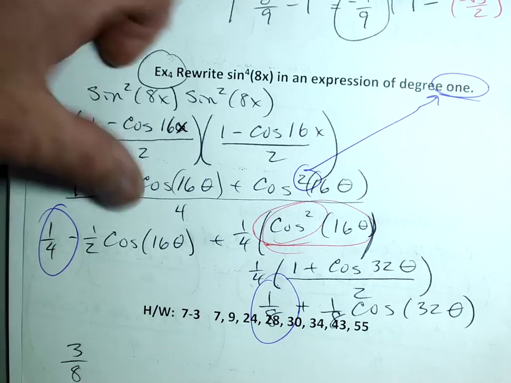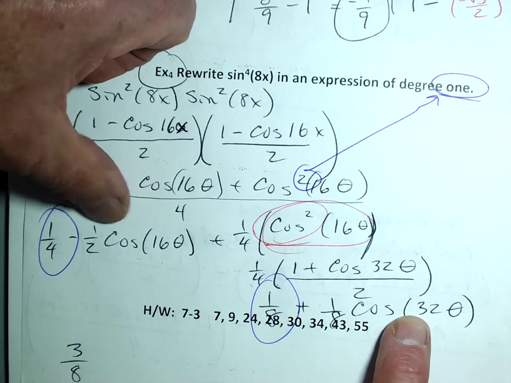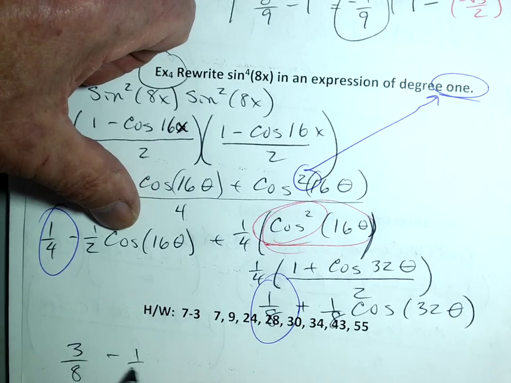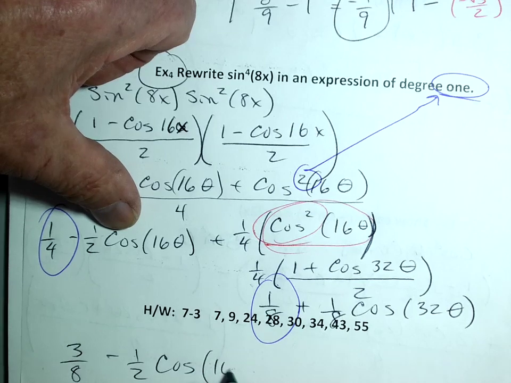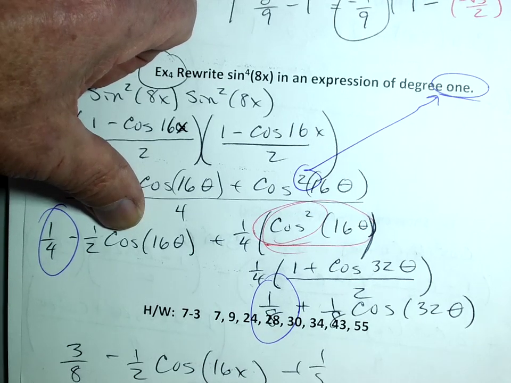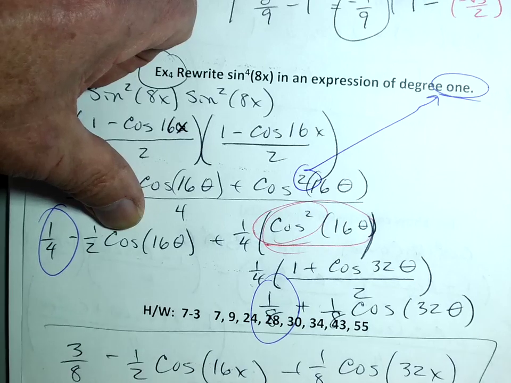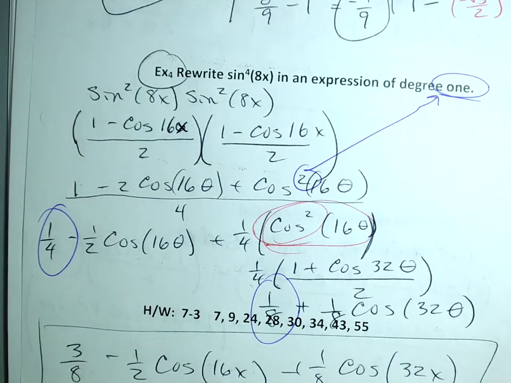Okay. Now I'd like to put these two together, but they're different, aren't they? They're different. Okay, so minus a 1/2 cosine of 16x. God, I remember doing this in calculus. I really do. I'm going to bring it back to x. Plus a 1/8 cosine of 32x. Wow. Okay, that's it.